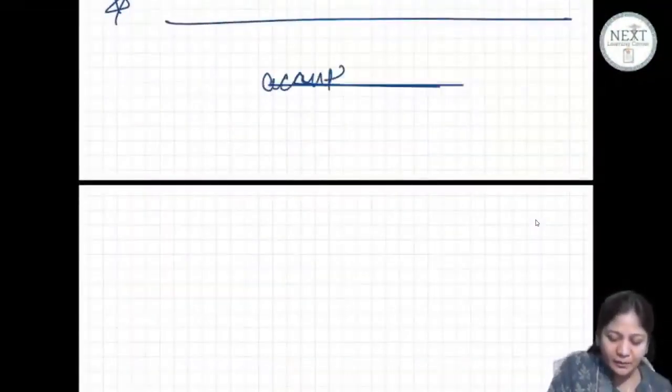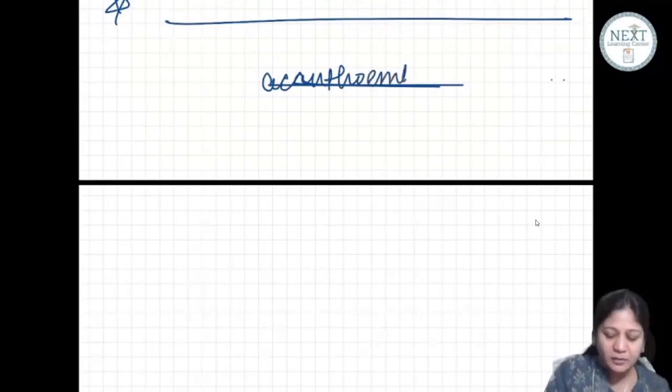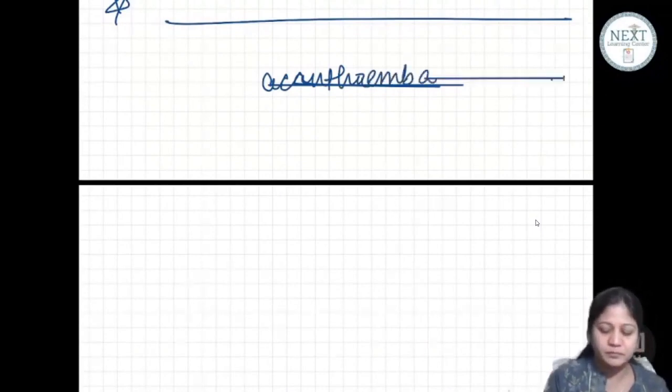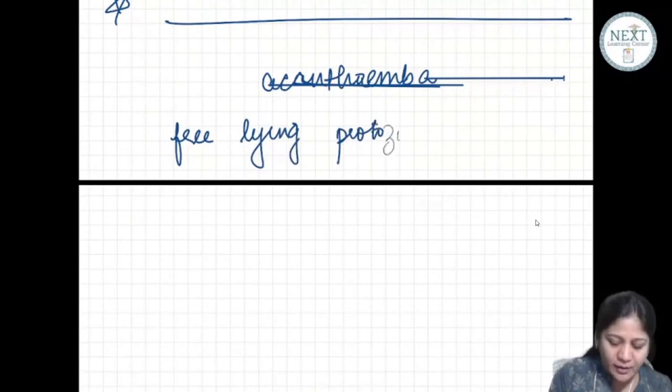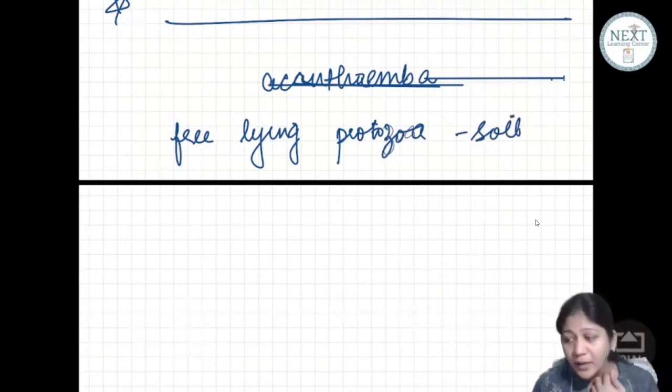So first of all, tell me what is this acanthamoeba? What is this acanthamoeba? This is a free-living protozoa. It is a free-living protozoa. Where does it stay? It stays mainly in soil. It's not a fungus, beta. It is a free-living protozoa.